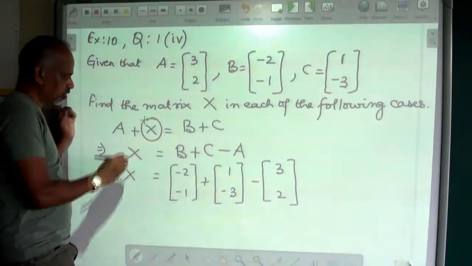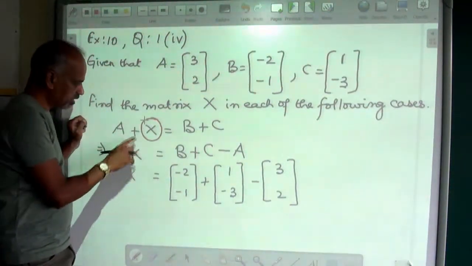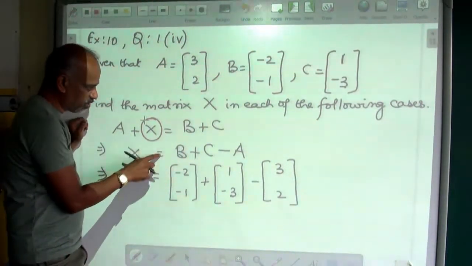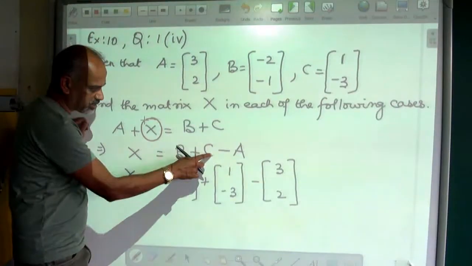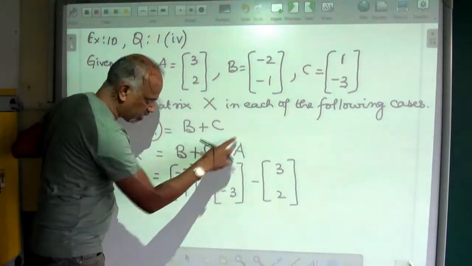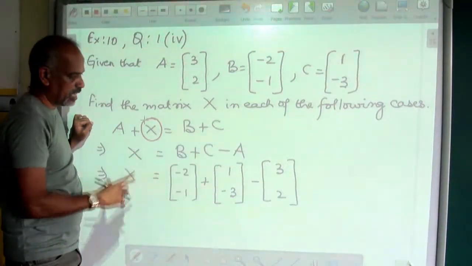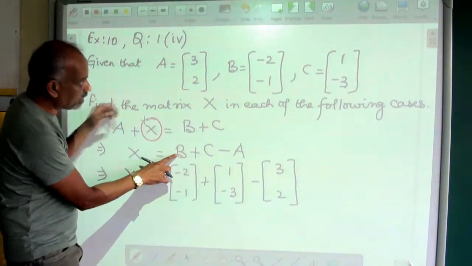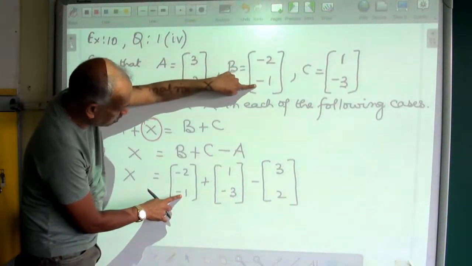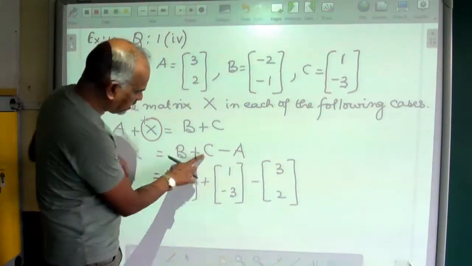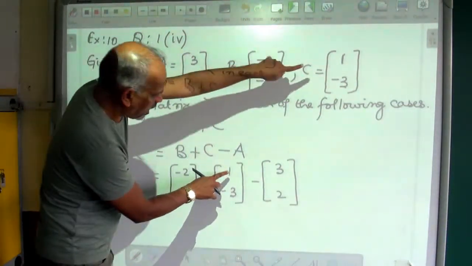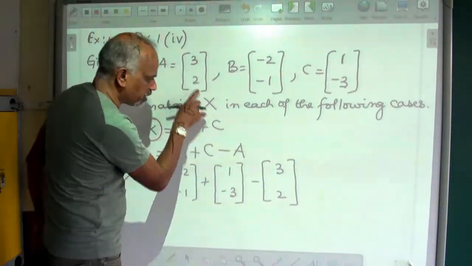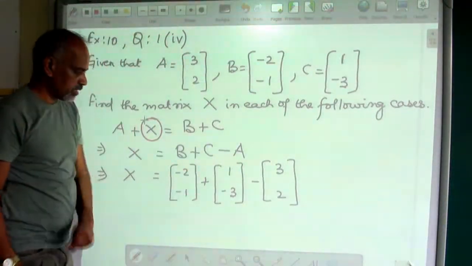So before you substitute the matrix, simplify this. Keep the X on the left side. So this is equal to B plus C was on the right side. Take this A to the other side, it becomes minus A. And then substitute the matrix. So X is equal to B is minus 2, 1. Sorry, minus 2, minus 1. C is 1 and minus 3. And minus A is 3, 2. Now to simplify this.